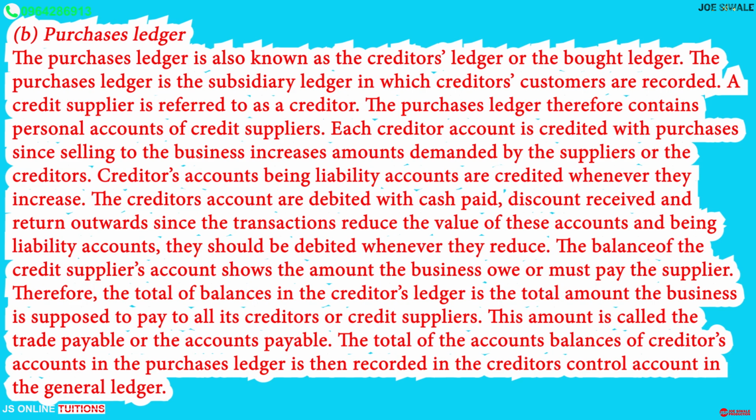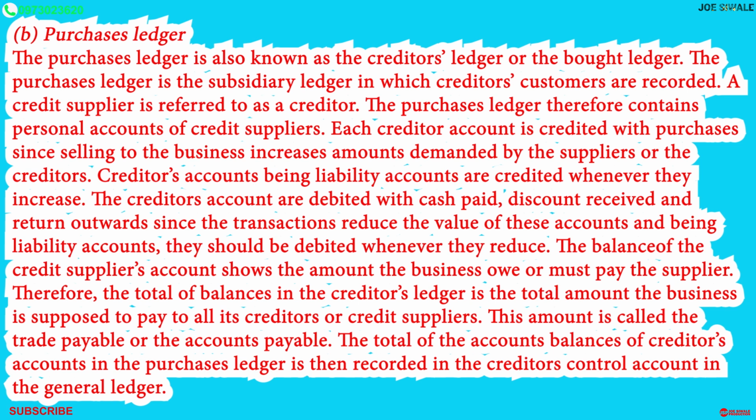Let us now look at the purchases ledger. The purchases ledger is also known as the creditors ledger or the bought ledger. The purchases ledger is a subsidiary ledger in which creditors are recorded. A credit supplier is referred to as a creditor. The purchases ledger therefore contains personal accounts of credit suppliers.